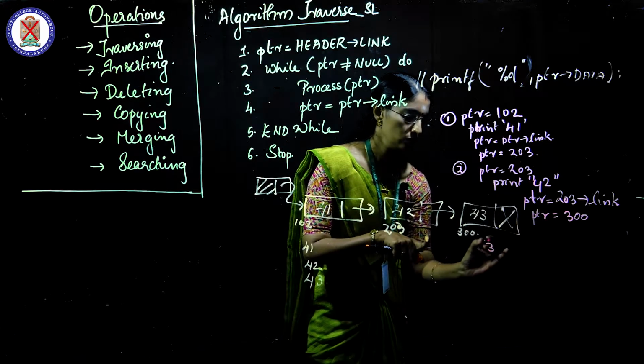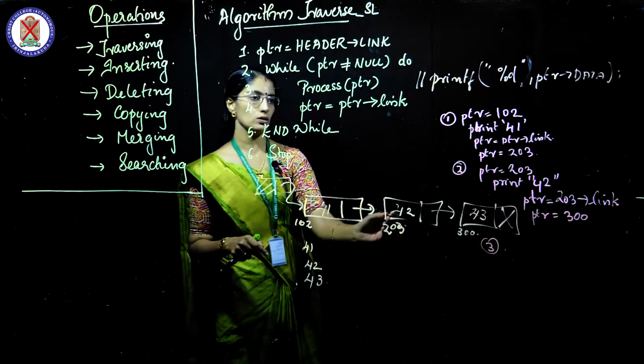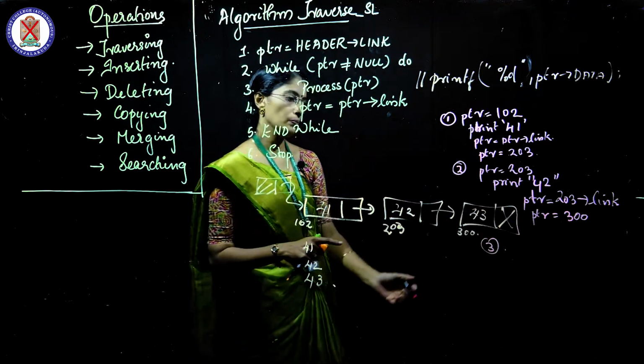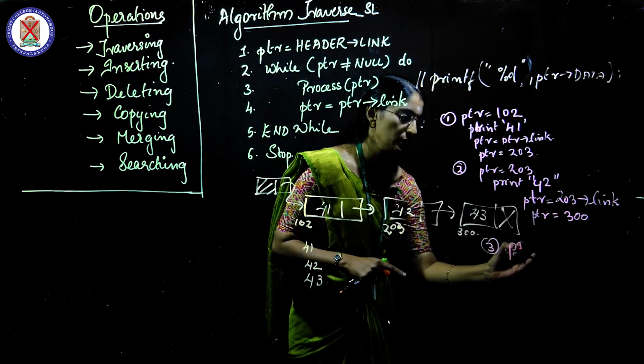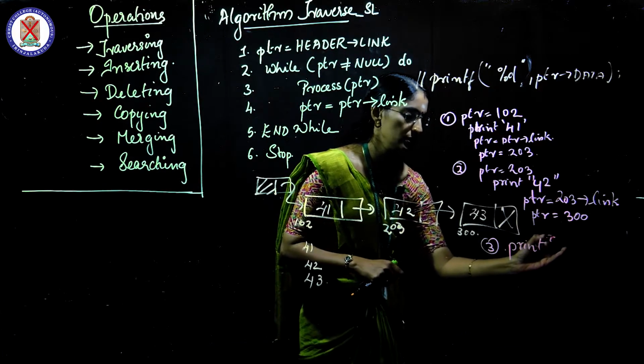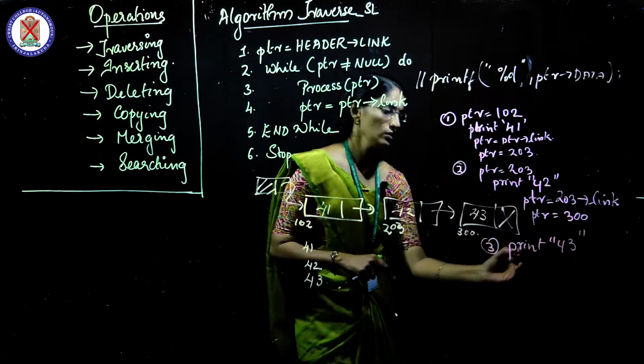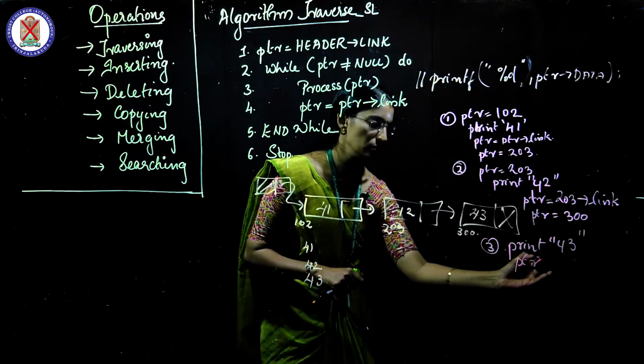Now, does the while loop stop here? No. Why? Because the ptr value is not null. Now you go for printing the third value, that is 43. You print 43, and then again ptr is incremented.